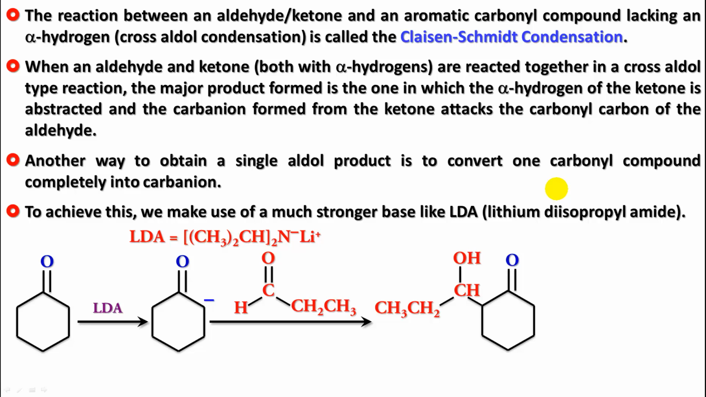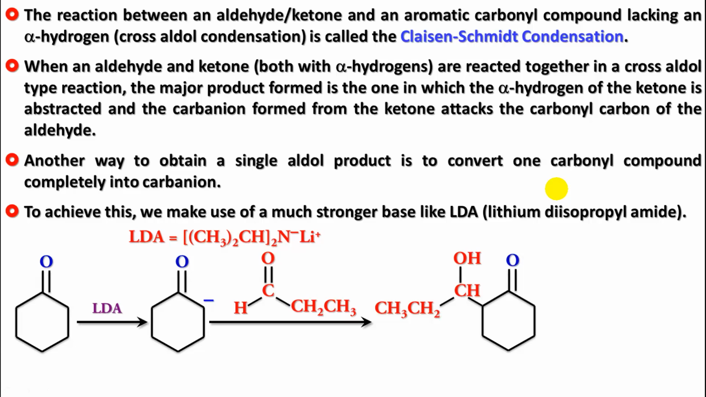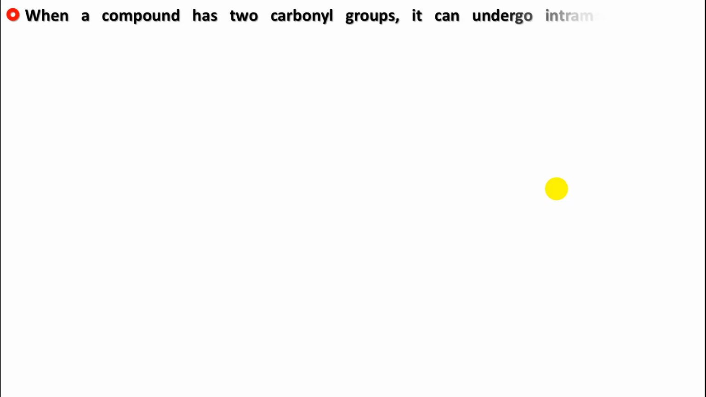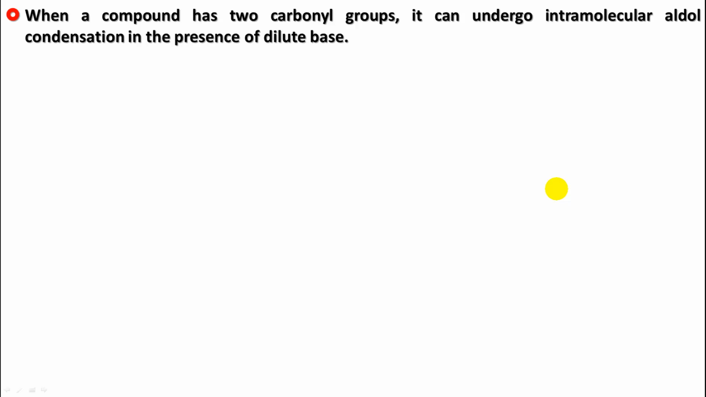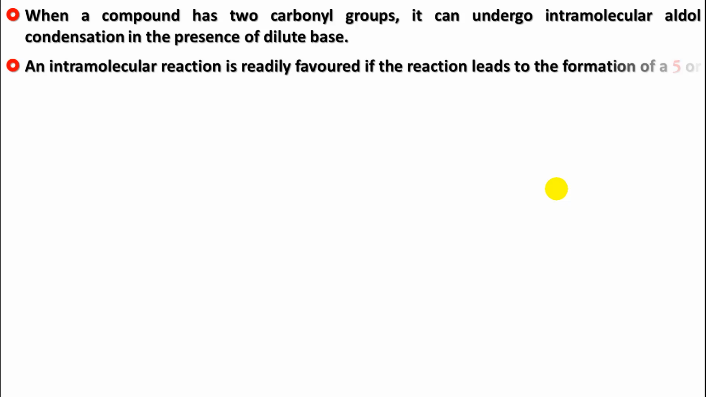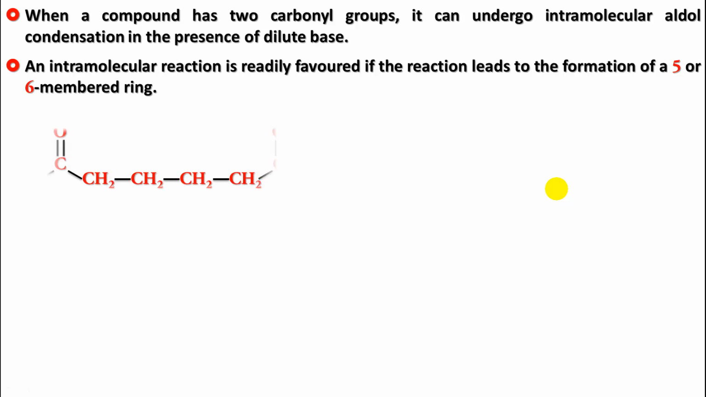Now, if the same compound has two carbonyl groups, then we can even have what is called the intramolecular reaction. When a compound has two carbonyl groups, it can undergo intramolecular aldol condensation in the presence of a dilute base. And in certain cases, the ring size also is very important. If it can form a 5 or a 6 membered ring, then definitely this reaction is going to be more favorable than the intermolecular one. For example, let's look at this one.